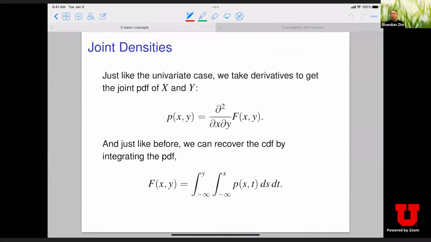And then we can take the partial derivative over x and y, to get the so-called joint density. That's where the definition of joint density comes from. Then we can recover the cumulative distribution function by integrating the joint density with respect to both input variables, x and t. That's the standard definition of the joint probability density.